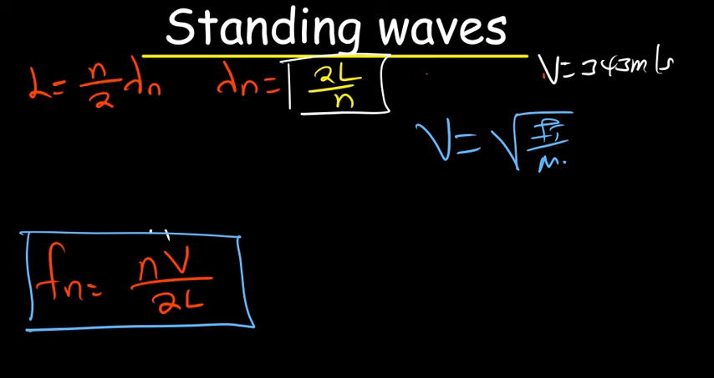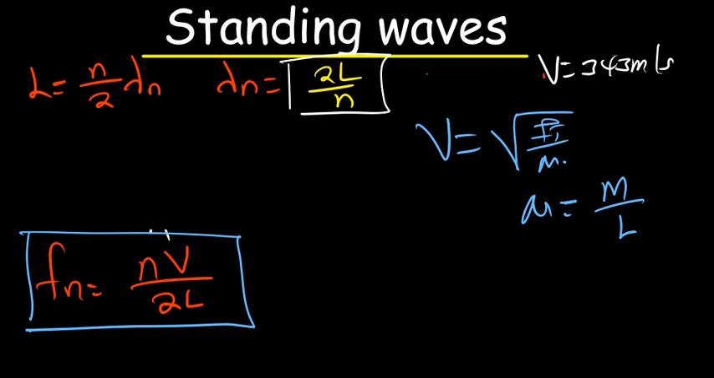Now, mu is the linear density. Linear density is given by the mass divided by the length. So you'll be given the mass and the length, then you plug in the values to find the velocity. If you have been given the mass, the length, and the tension force, you can find the velocity in that way.